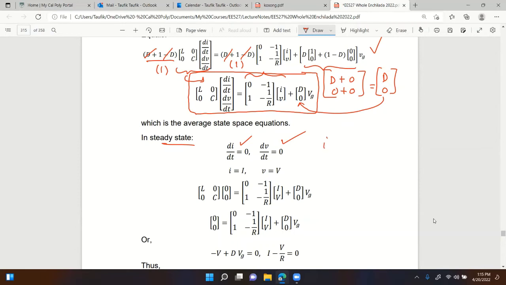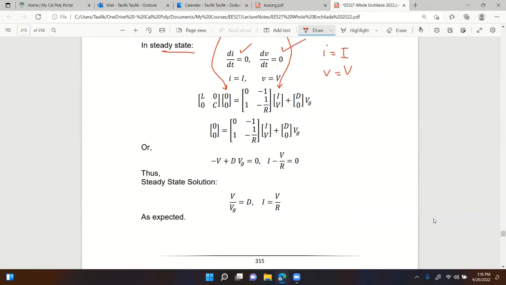And then you can call I just capital I for steady state, the DC component basically. And then V will be just capital letter V. So that's what I did right here. And the duty cycle is already steady state. And again, plug in zeros to both the di dt and the dv dt. And you get on the left-hand side of the equation, what do you get? You get L times 0 plus 0 times 0, that's 0. 0 times 0 plus C times 0, that's also 0.